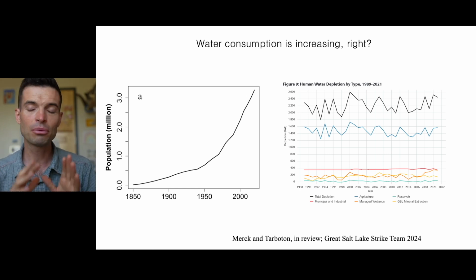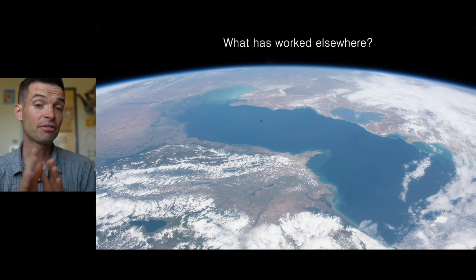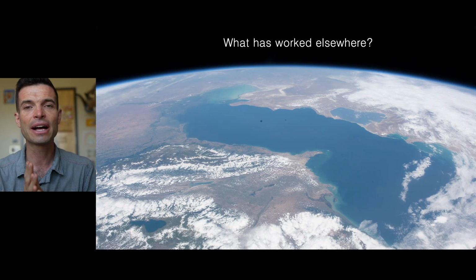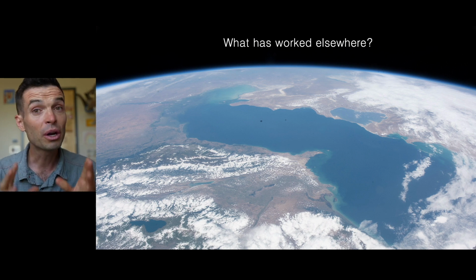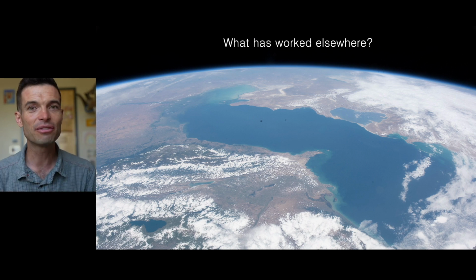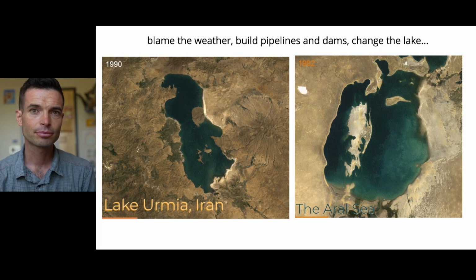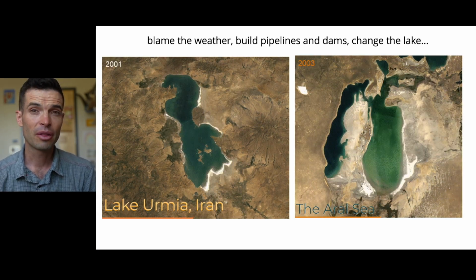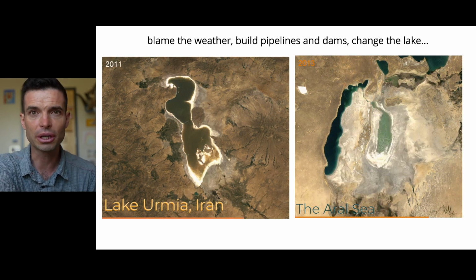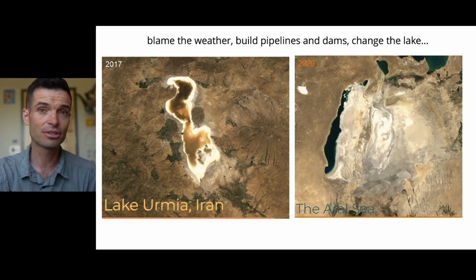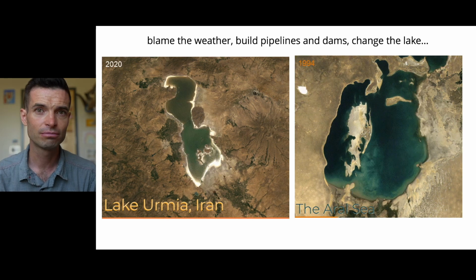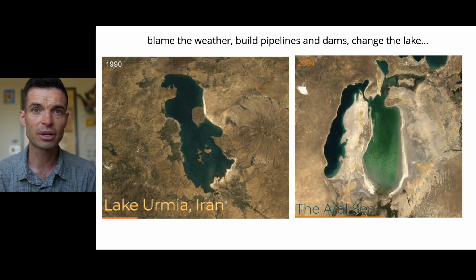And this is a pattern that we've seen around the world. In fact, let's zoom back out and ask what has worked elsewhere. Because when you're in a crisis, you don't want to reinvent the wheel. You want to learn from other people. Unfortunately, what we've learned around the world is a bunch of things that don't work. And there are these time series of images of lakes disappearing on every continent except for Antarctica.